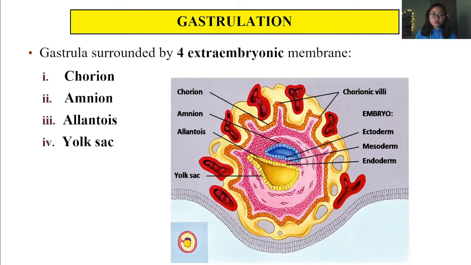For now, I need to mention that the gastrula is surrounded by four extraembryonic membrane, which are the chorion, amnion, allantois, and the yolk sac. Sekarang kita tidak payah fokus sangat. Sekadar kamu tahu, okay, yang oranye itu chorion, lebih kurang di sini amnion, lebih kurang di sini allantois, lebih kurang di sini yolk sac. We're going to learn more about them later.